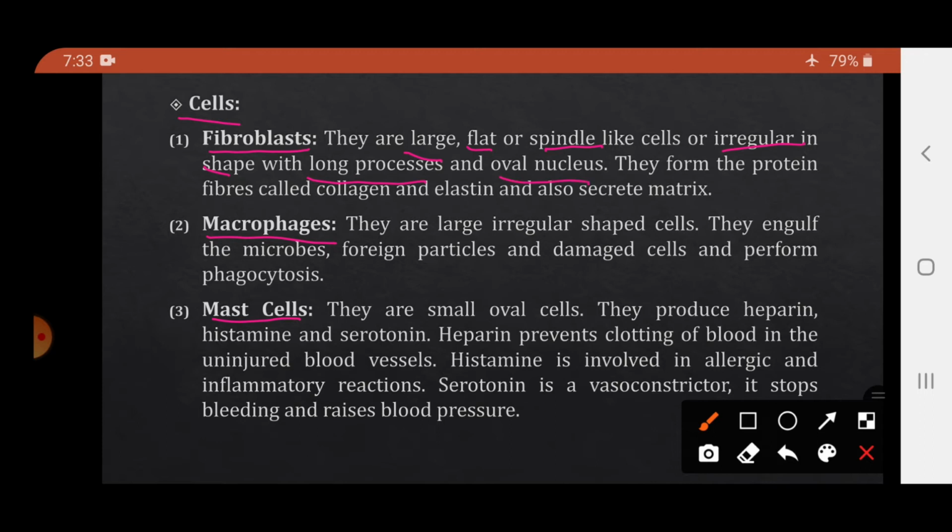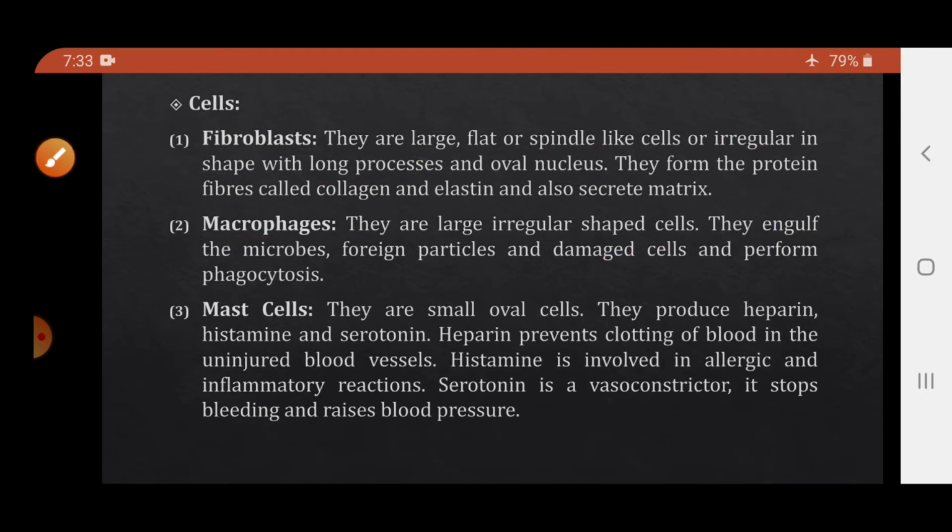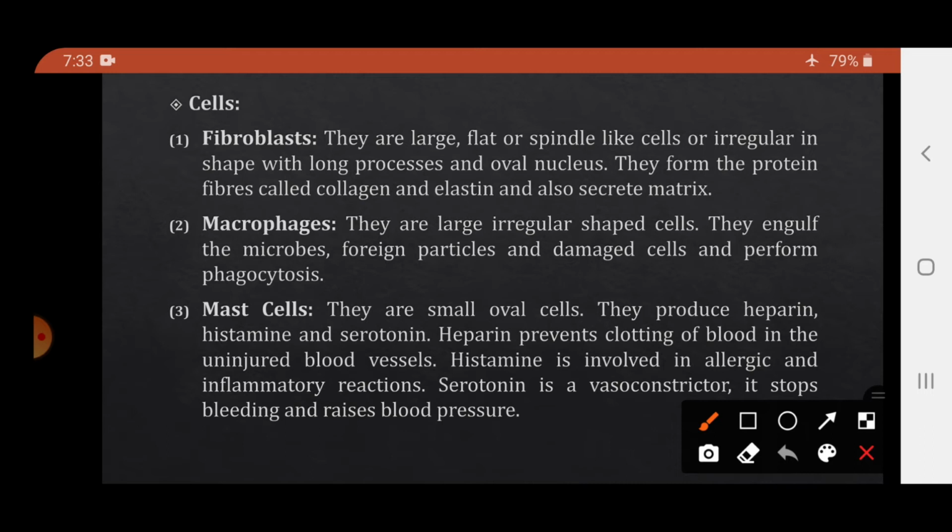ये cells कैसे हैं? They are large, flat or spindle shaped cells, or they may be irregular in shape. बट जो भी सेल्स हो गए उसमें से प्रोसेस निकलेंगे. प्रोसेस यानी सपोज दिस इज अ सेल. So this outgrowth is called as what? It possesses the long processes. These are called the processes, and it consists of the oval nucleus.